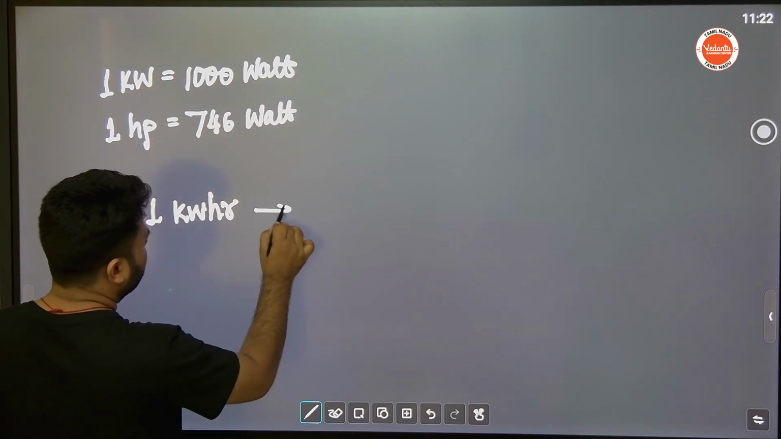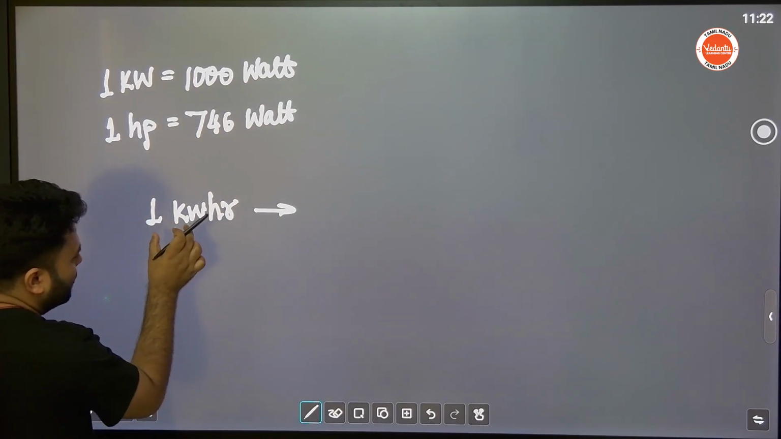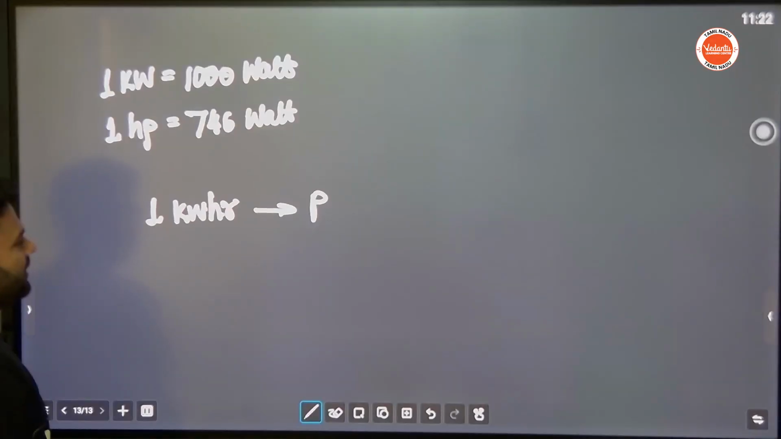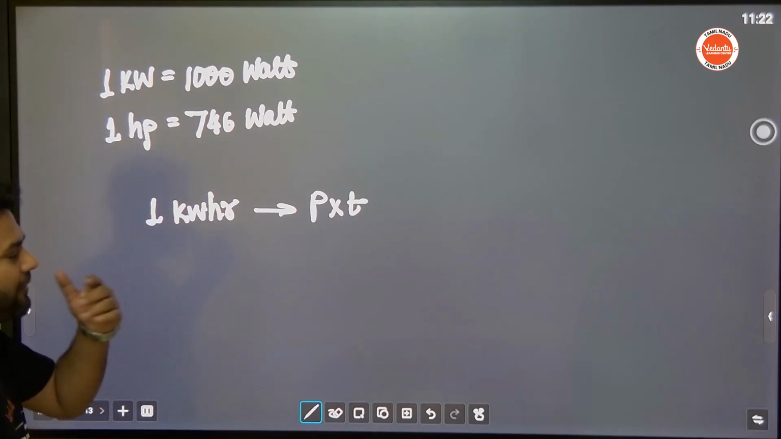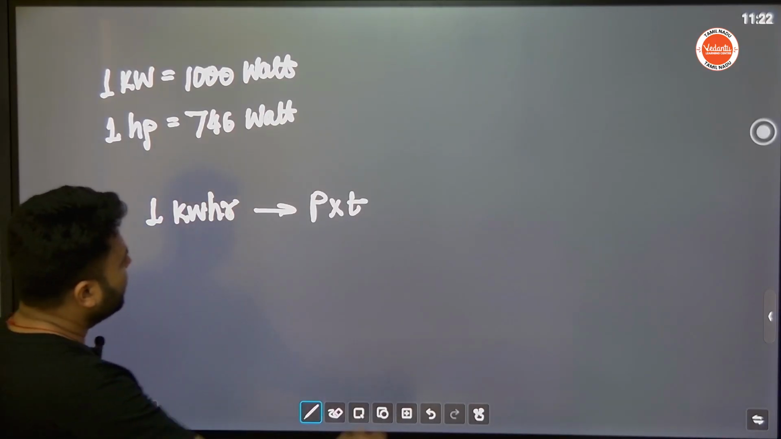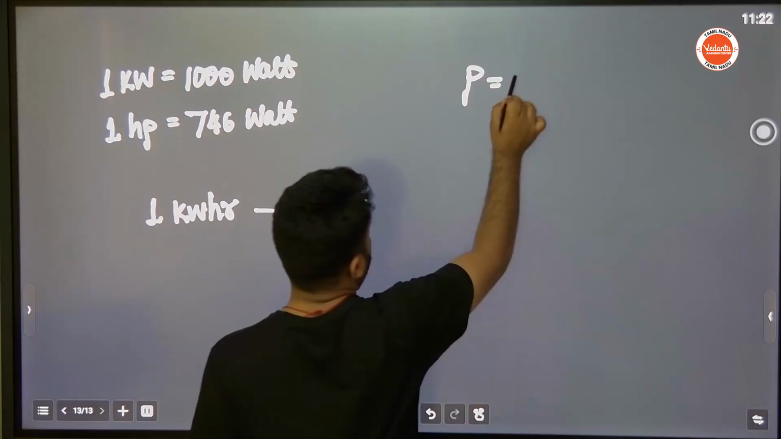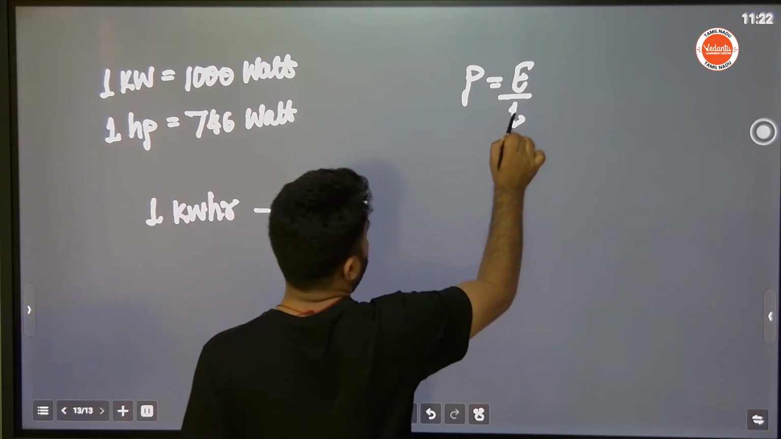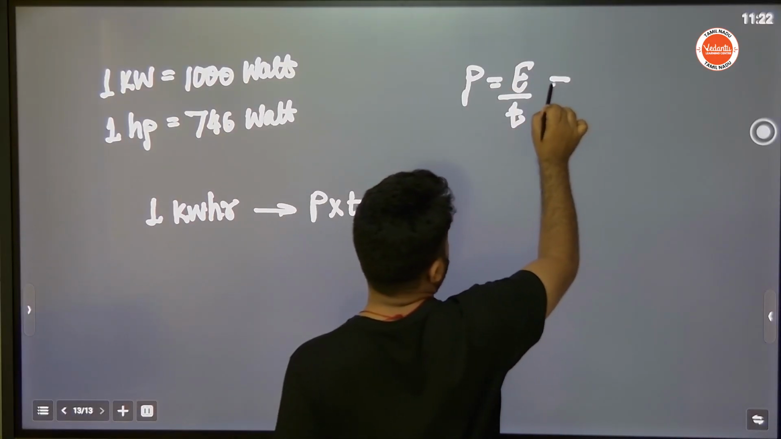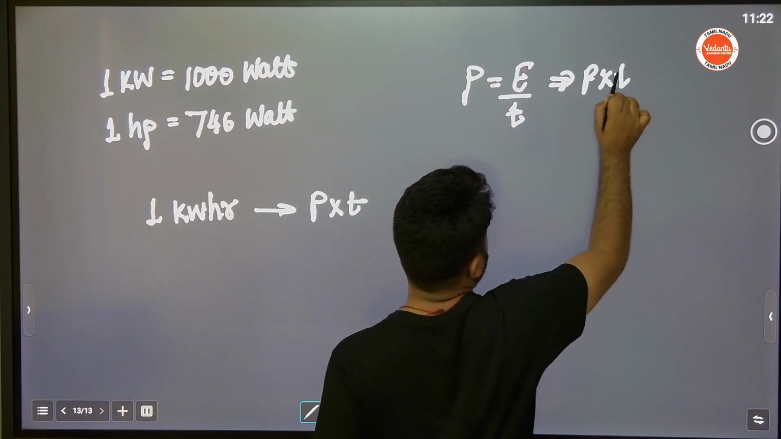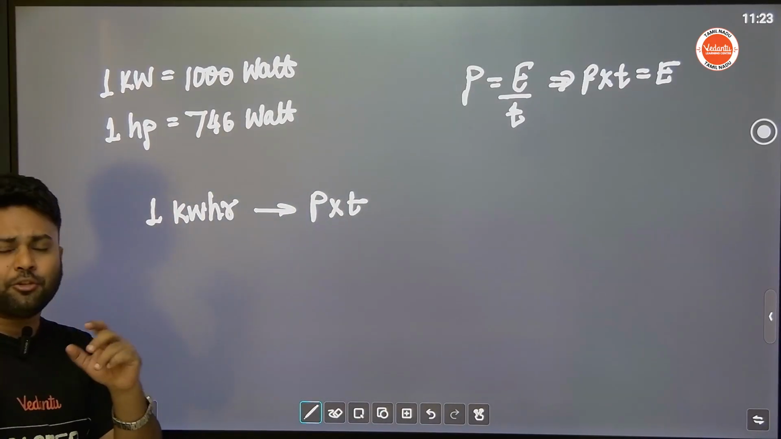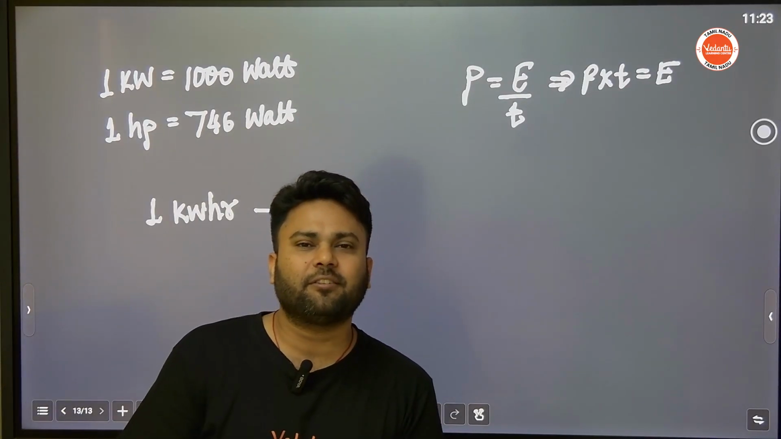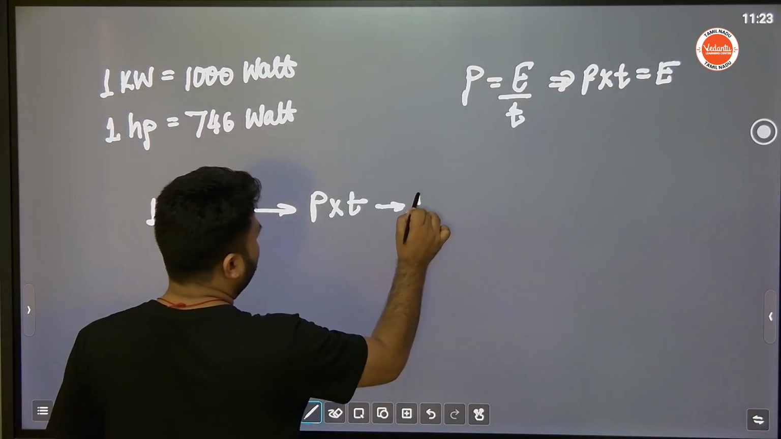Kilowatt is basically a unit of power, and hour is the unit of time. Now what is power into time? See, power is nothing but, I told you, energy or work done by time. So if I cross multiply, power into time gives energy. So first of all, 1 kilowatt hour, many students confuse that it is a unit of power. No, 1 kilowatt hour is the unit of energy. It is the unit of energy.